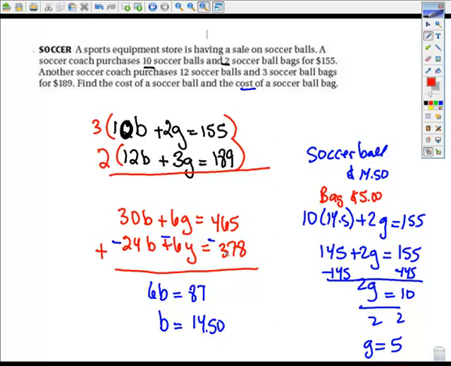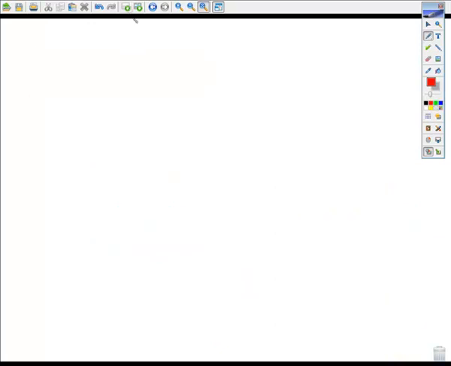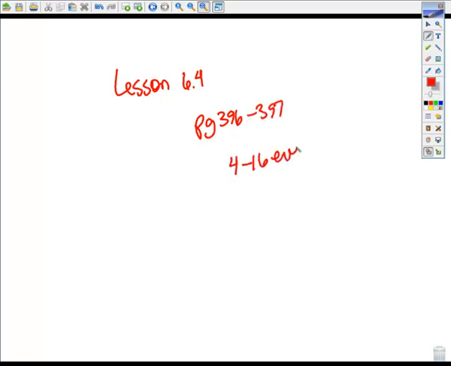Alright, that is it for the notes on this. And your assignment, if you want to, well, you do need to get it started, is on the algebra book. It's lesson 6.4, and it's going to be page 396 to 397. I'm going to start you out with 4 to 16 even, and then we'll do some follow-up with it.